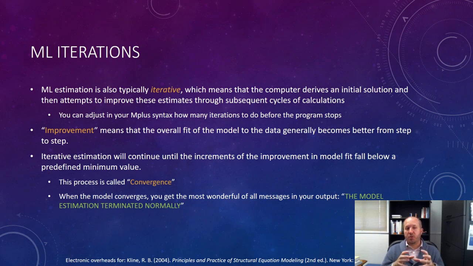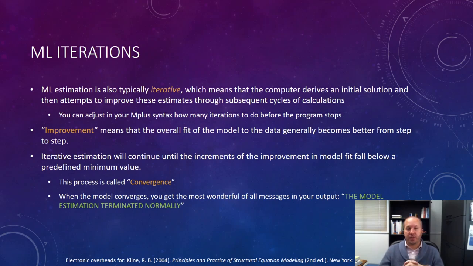Improvement means the overall fit of the model to the data generally becomes better from step to step. So it's trying to develop parameter estimates that make that model fit better and that residual covariance matrix smaller. And it will do that over and over and over again until you reach convergence. Convergence is the level where you have defined this is the place where you can stop. You've found enough error, or you've had a low enough error that we're comfortable here.